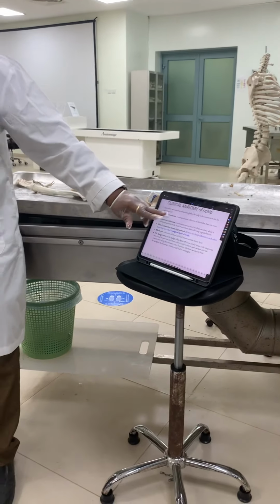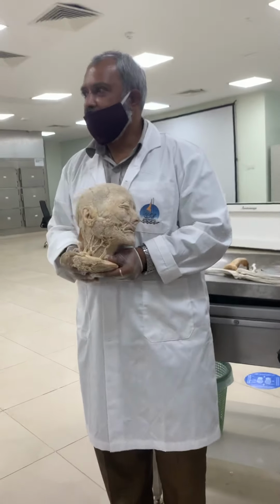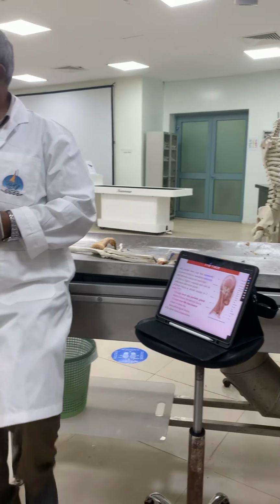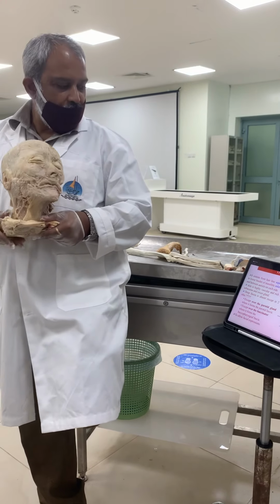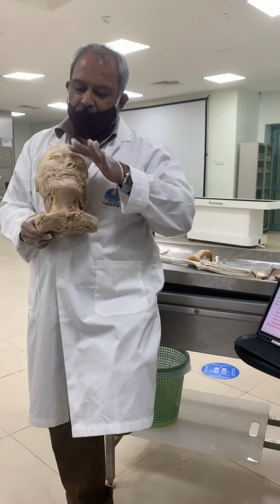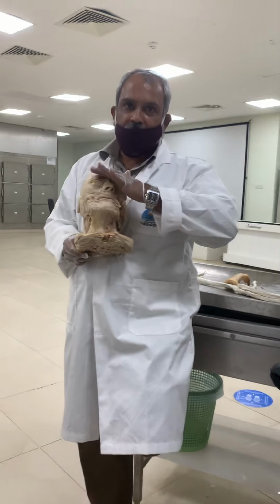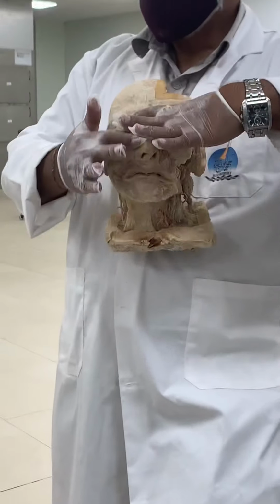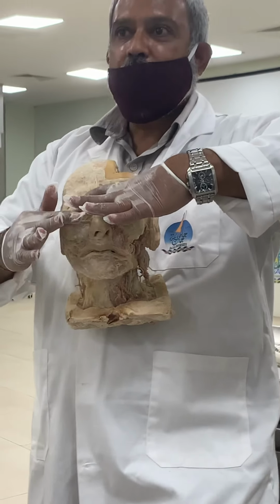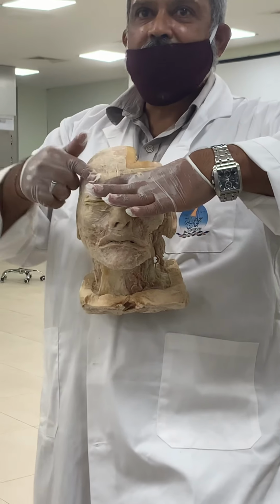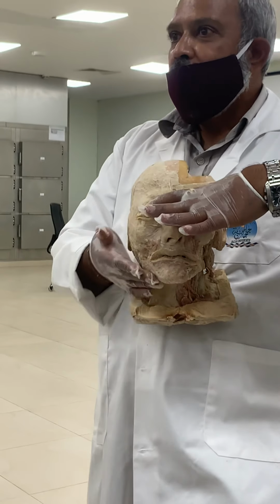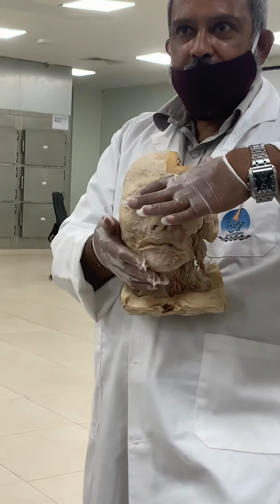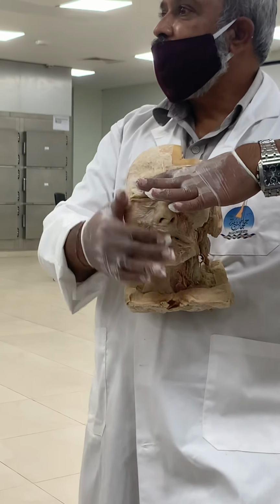So there are some common features of the face. What are the common features? What is the face? From where does it extend? Superiorly, from the hairline. From here, this is scalp, and from here, the face. Superiorly means above, it starts from here. And below, the inferior surface of the mandible. From here to here, this is the face.